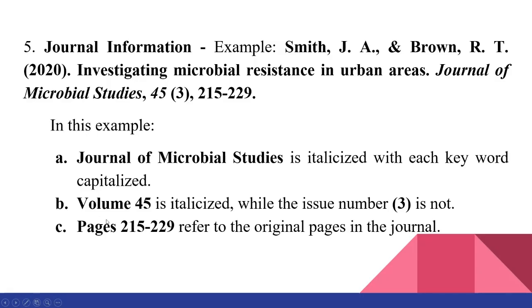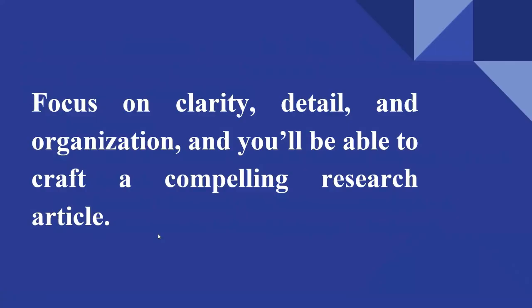In this example you can see the journal name has been mentioned in italics. Then volume 45 also is in italics. The number 3 is not in italics but it is in parentheses, and the original pages of the journal have been mentioned as page numbers. If you follow all these guidelines, we can ensure that your references will be well organized and standardized, and it will be easy for others to locate these references in academic databases.